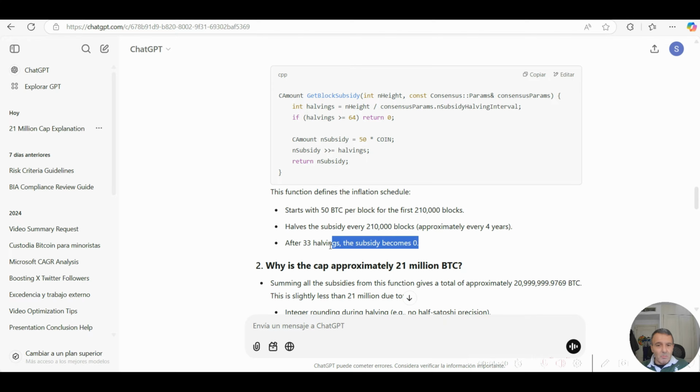Now, this is fundamental because once it reaches 0, which I think is expected to take place in 2140, that is the year where the subsidy reward for mining new Bitcoins in every block becomes 0. That is the fundamental capped supply limit in Bitcoin.